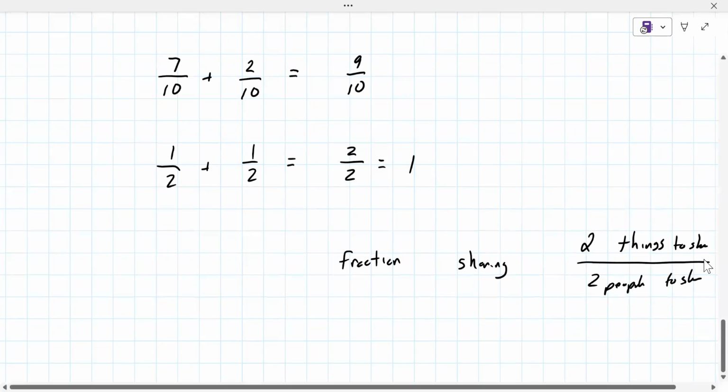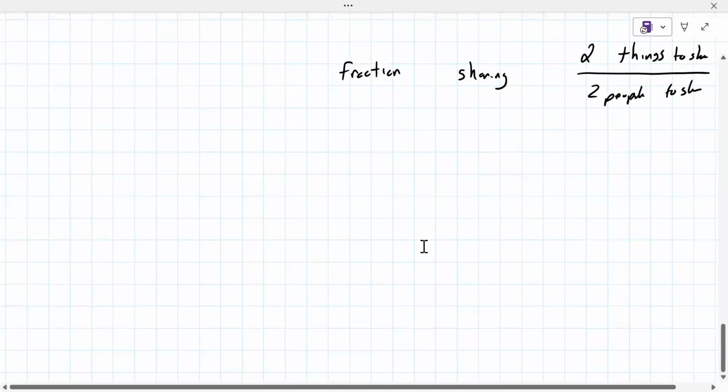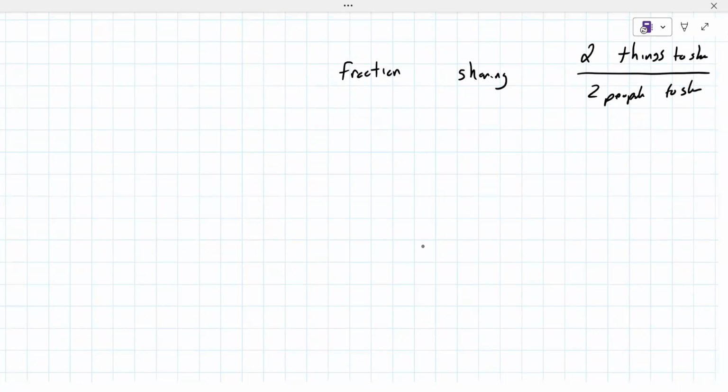So if you have two things to share and two people to share with, how many things does each person get? 1. Yeah. All right, so that's great. Now, what about we'll do something a little bit harder. Let's say it's 3/4 plus 3/4. This becomes 6/4, but do you remember what to do from here? Divide it.